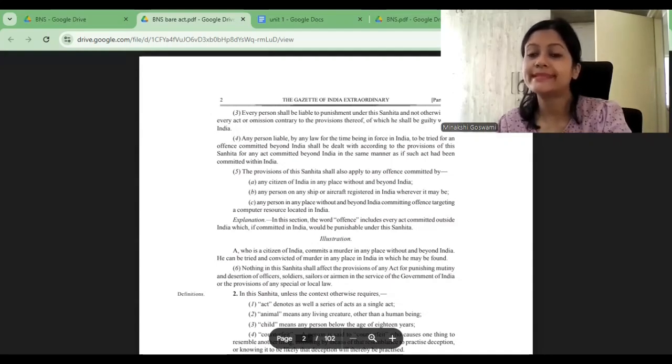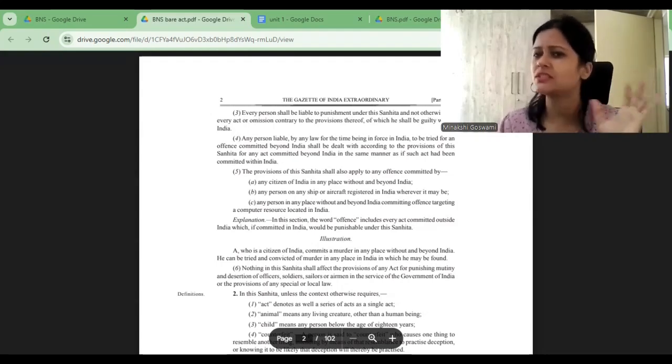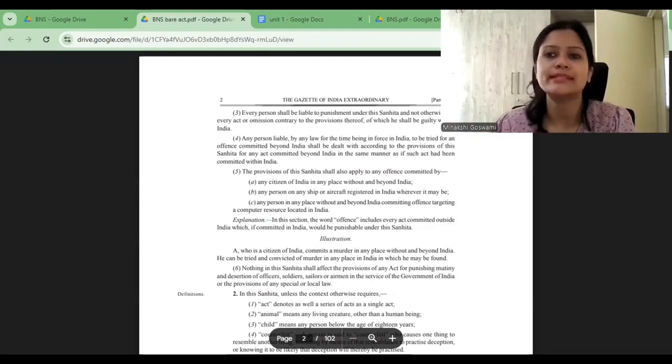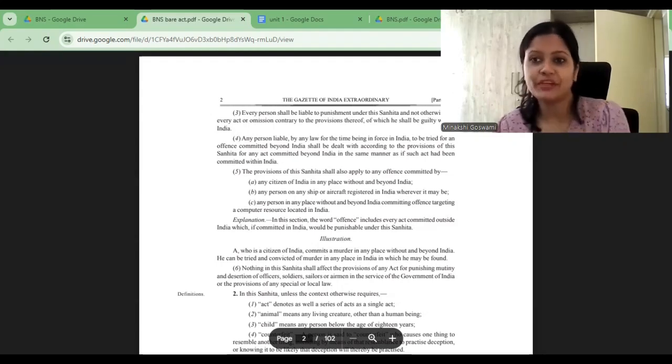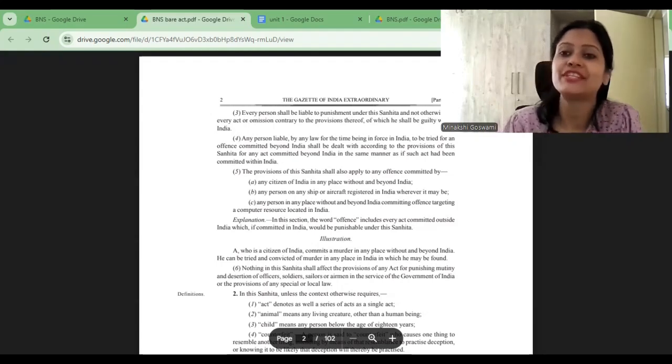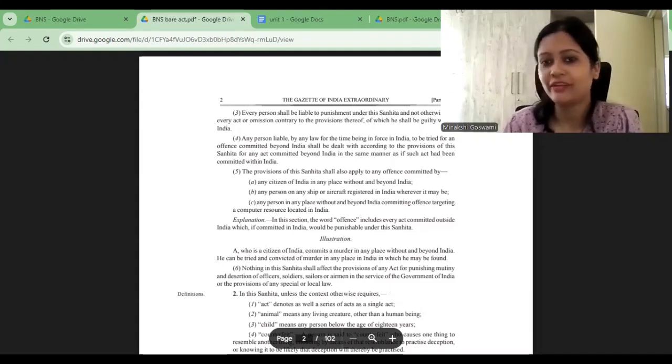And when this act became applicable, it became applicable from 1st of July 2024. You can remember this date, it's very important because it's a new legislation. So 25th of December 2023, it received President's assent. 1st of July 2024, it became enforceable.